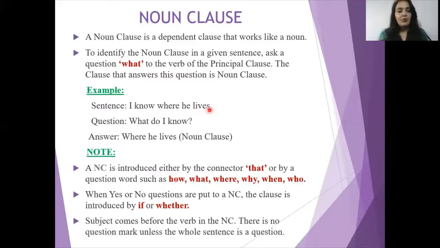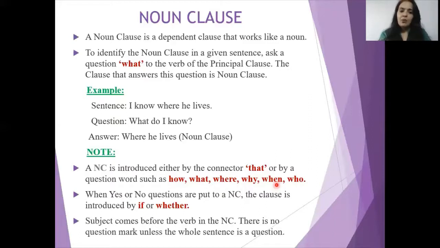Now, more important points we should keep in mind. A noun clause is introduced either by the connector that, though it's not always that, as in the example I have given you here, where. We can find noun clauses by connectors like that, or by question words such as how, what, where, why, when, who. It means all the words of the WH family.